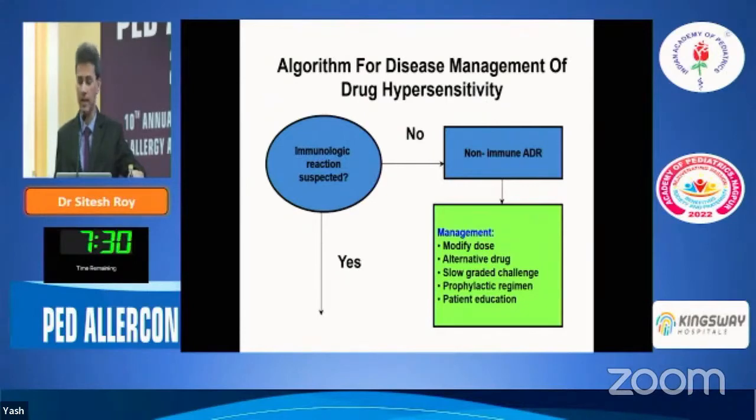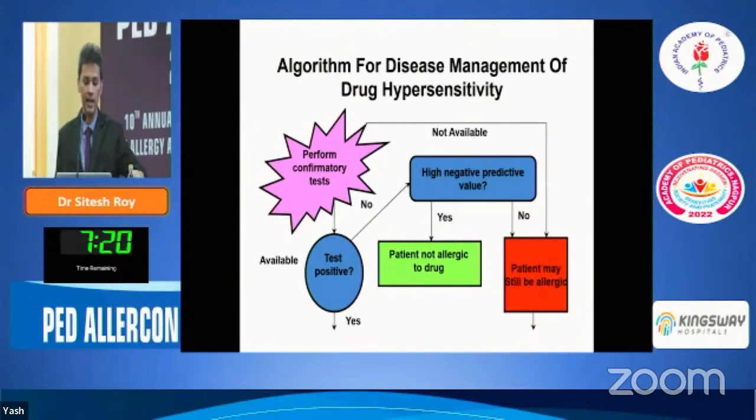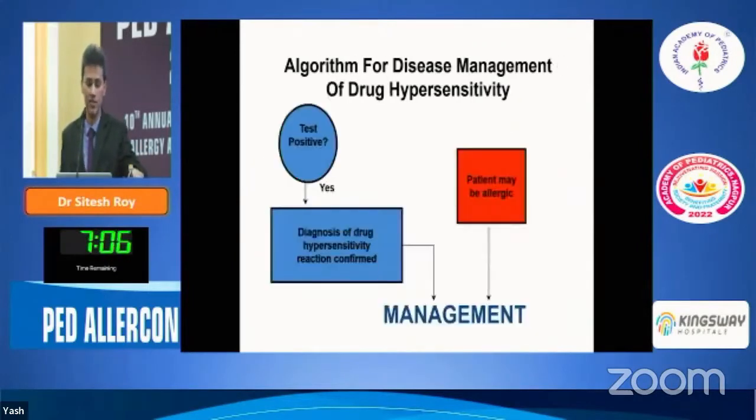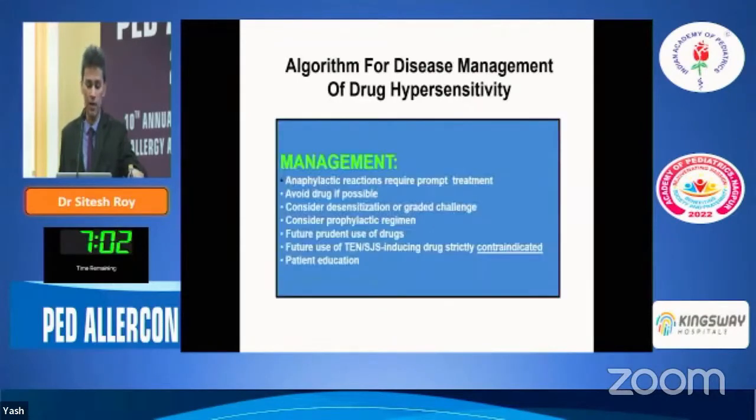If you're suspecting a non-immunologic mechanism, then you can just modify the dose, change the drug, or find an alternative, and not have to do anything else really in those cases. And if you believe that there is a drug allergy, then you will have to perform a confirmatory test, as I mentioned, one of these. If it has a high negative predictive value, then the patient is clearly not allergic to it, like in true penicillin testing. And the patient may still have an allergy if it doesn't have a very high negative predictive value.